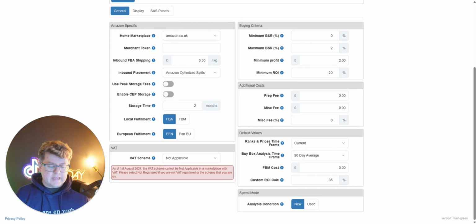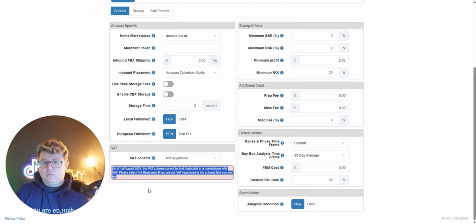And then we go to the VAT scheme here. And SAS have highlighted from the 1st of August 2024, the VAT schemes have changed. That's where Amazon moved the location of where they did the business to Luxembourg, I believe. But now what we need to be doing is not using the not applicable VAT settings.